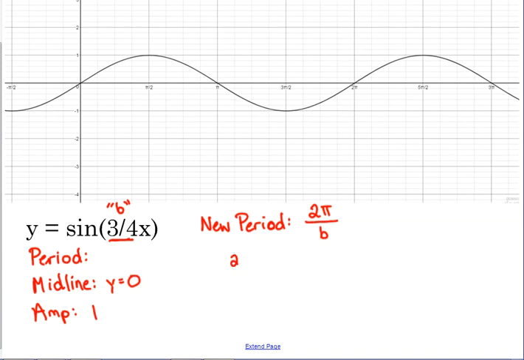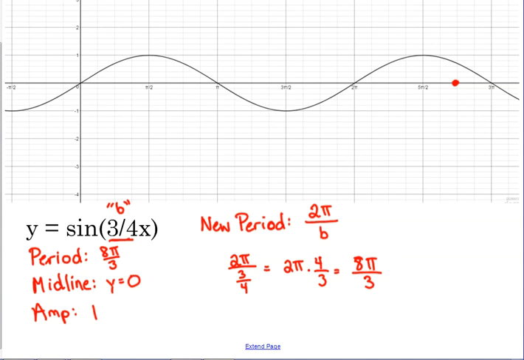So let's do that here. 2 pi divided by 3/4. What do we do when we divide by a fraction? Multiply by the reciprocal. So 2 pi divided by 3/4 is really 2 pi times 4/3. And so that's 8 pi over 3, our new period. 8 over 3 is somewhere between 5 pi over 2 and 3 pi. So it'd take us that long to complete that entire period.